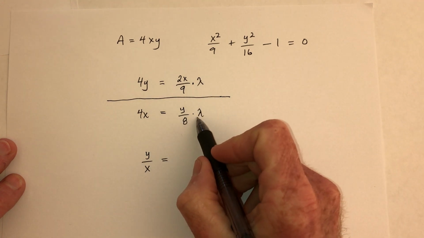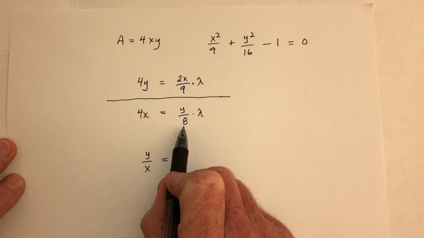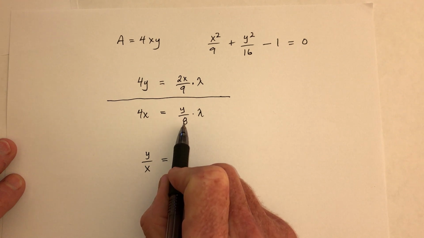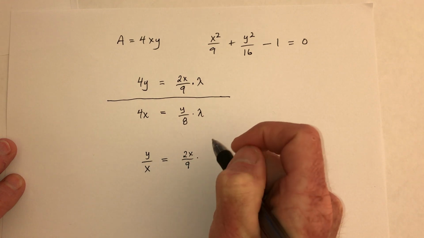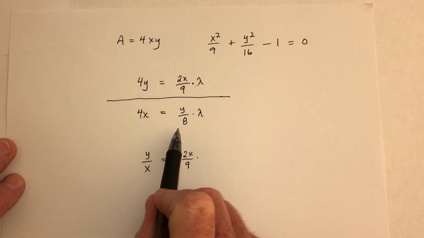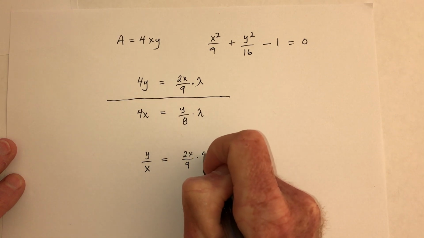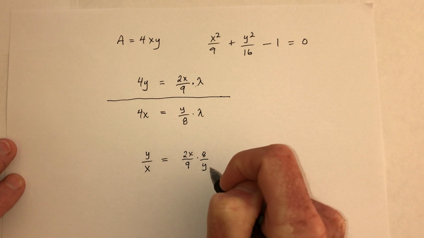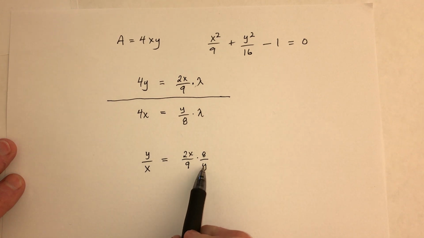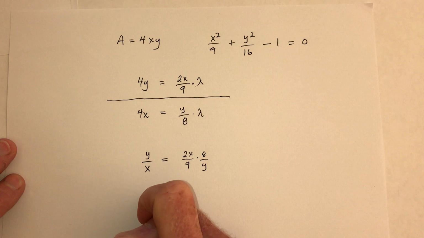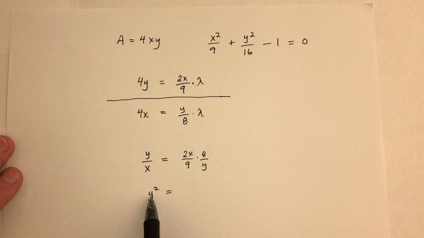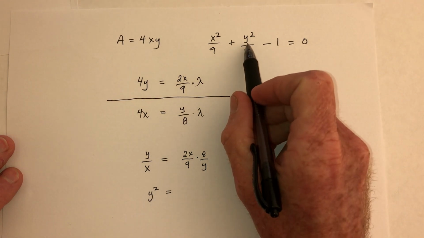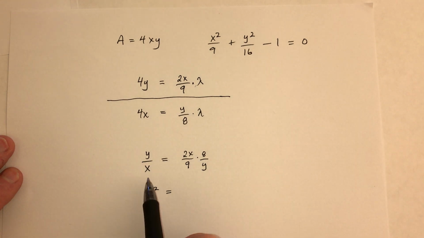On this side, the lambdas will cancel, and when you divide by a fraction, you need to invert and multiply. So this will still be on the top, 2x over 9, and then the lambdas have canceled, and invert this and multiply, so 8 over y. Then I can multiply both sides by y, so this side becomes y squared. And that right there is where my brain goes, dang, Greg, that was a good idea. Because now you know what y squared equals, and you'll be able to plug it in over there. I love when that happens.